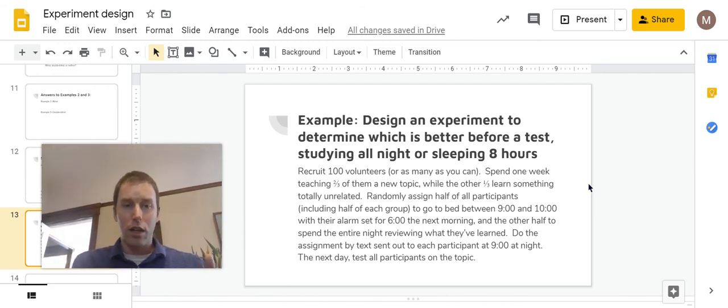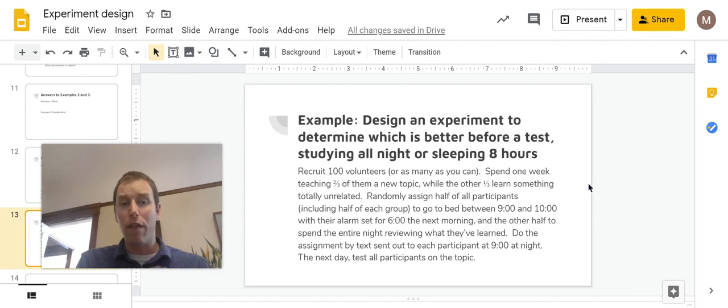Now, of the 2/3 that learn the new topic, half of them are my treatment group. They go to bed between 9 and 10 with the alarm set for 6 a.m. The other half are kind of my other treatment group. I'm really comparing these two, not so much the control. They're both treatment groups. The other half spend the entire night reviewing what they've learned.